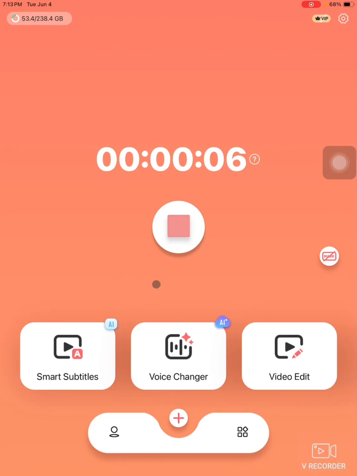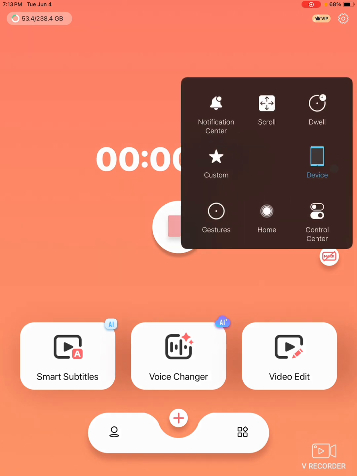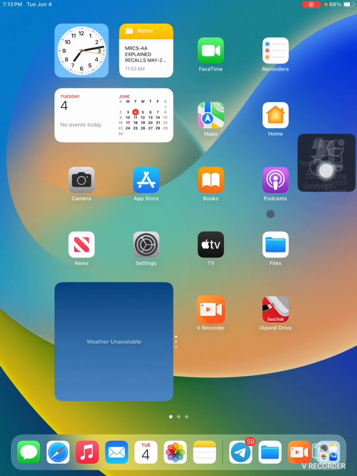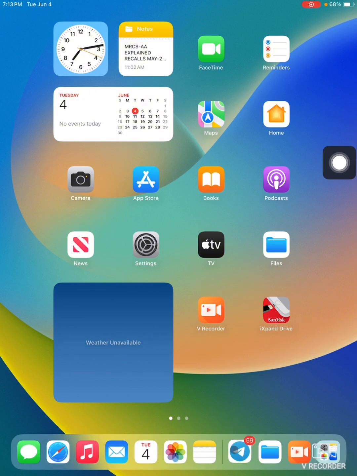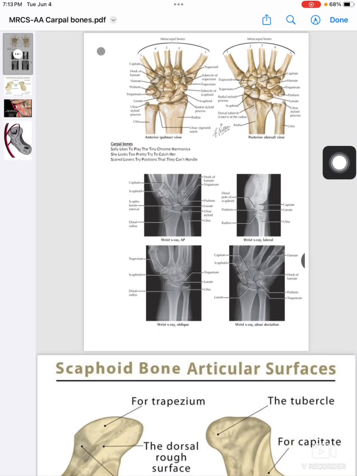Today I am going to discuss an important topic for the MRCS Part A examination. The topic name is carpal bones. I think this topic is very familiar to all of you.